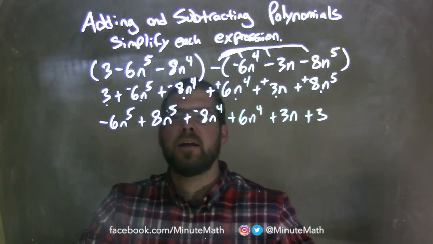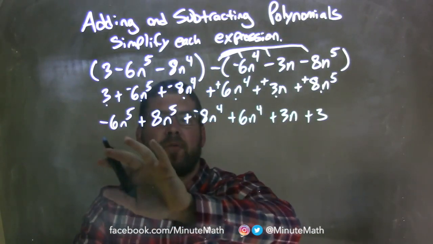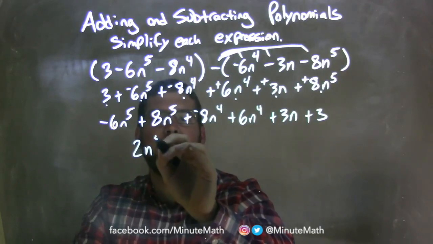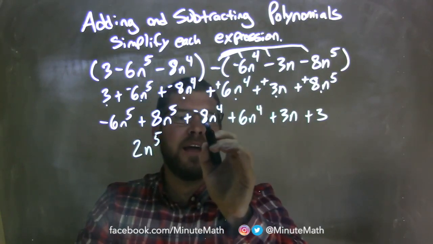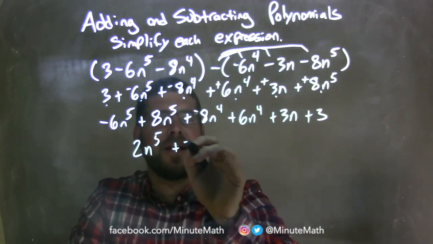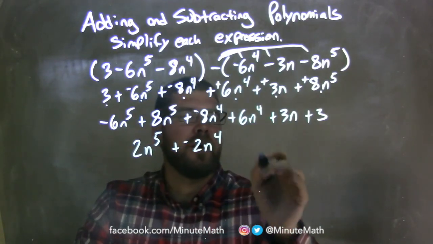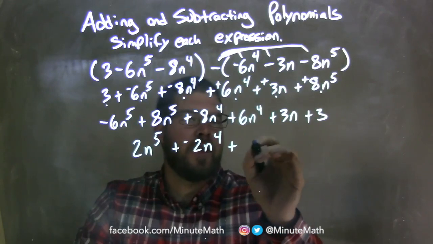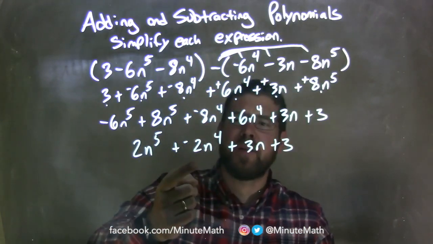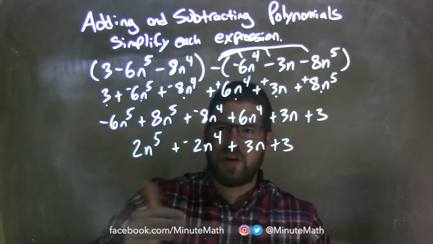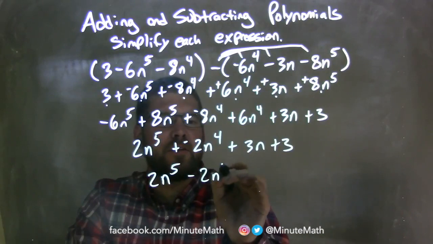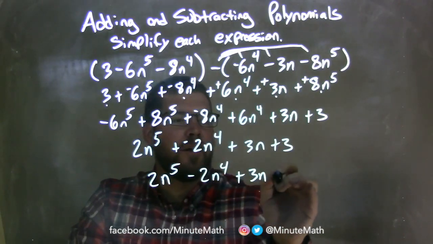Now let's combine our like terms, highest degrees first, so negative 6n to the fifth plus 8n to the fifth is 2n to the fifth. Negative 8n to the fourth plus a 6n to the fourth is a plus a negative 2n to the fourth. Then we have just the plus 3n left, 3n plus 3. Now I'm going to rearrange this. I don't like to have plus and negative. I'm going to make it subtraction. So we have 2n to the fifth minus 2n to the fourth plus 3n plus 3.